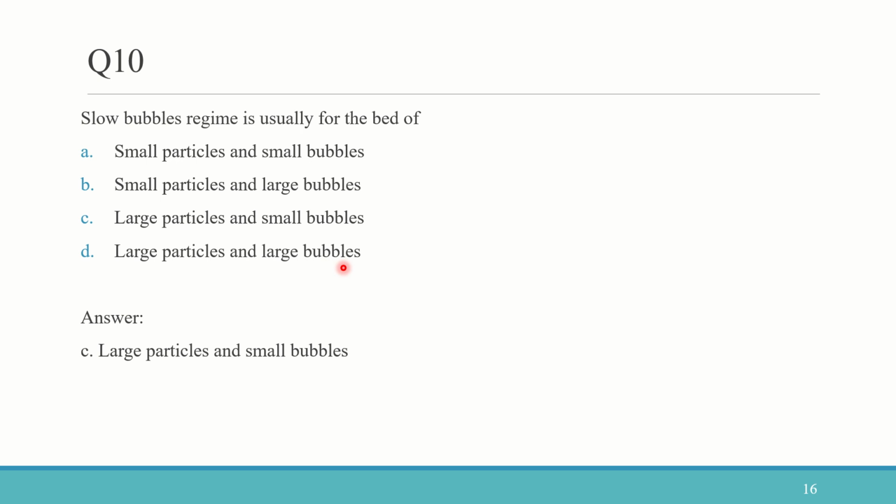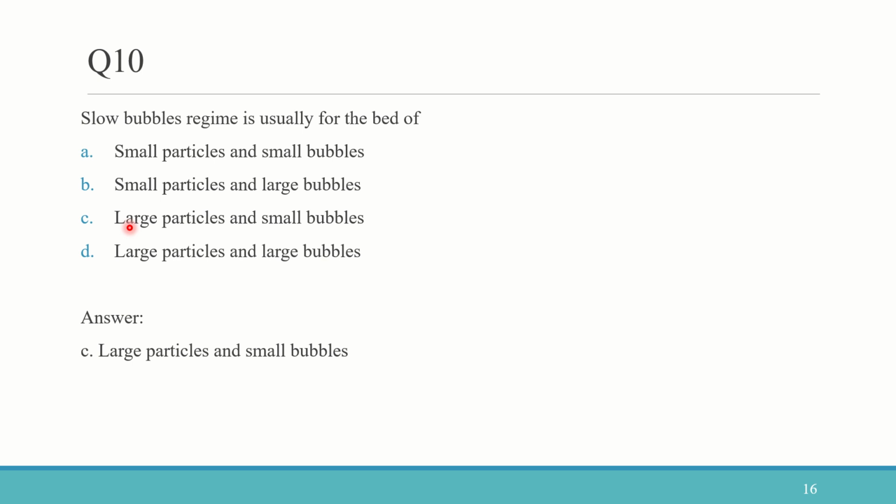So what happens in slow bubble regimes? In slow bubble regimes, emulsion gas rises faster than these bubbles, and hence it is used as a convenient shortcut. One thing, if you remember, bubble rise velocity is directly proportional to bubble size. So if you are using a slow bubble regime, it is ideally smaller bubbles. So smaller bubbles is the option, and we are going for large particles. So option C is the right answer.